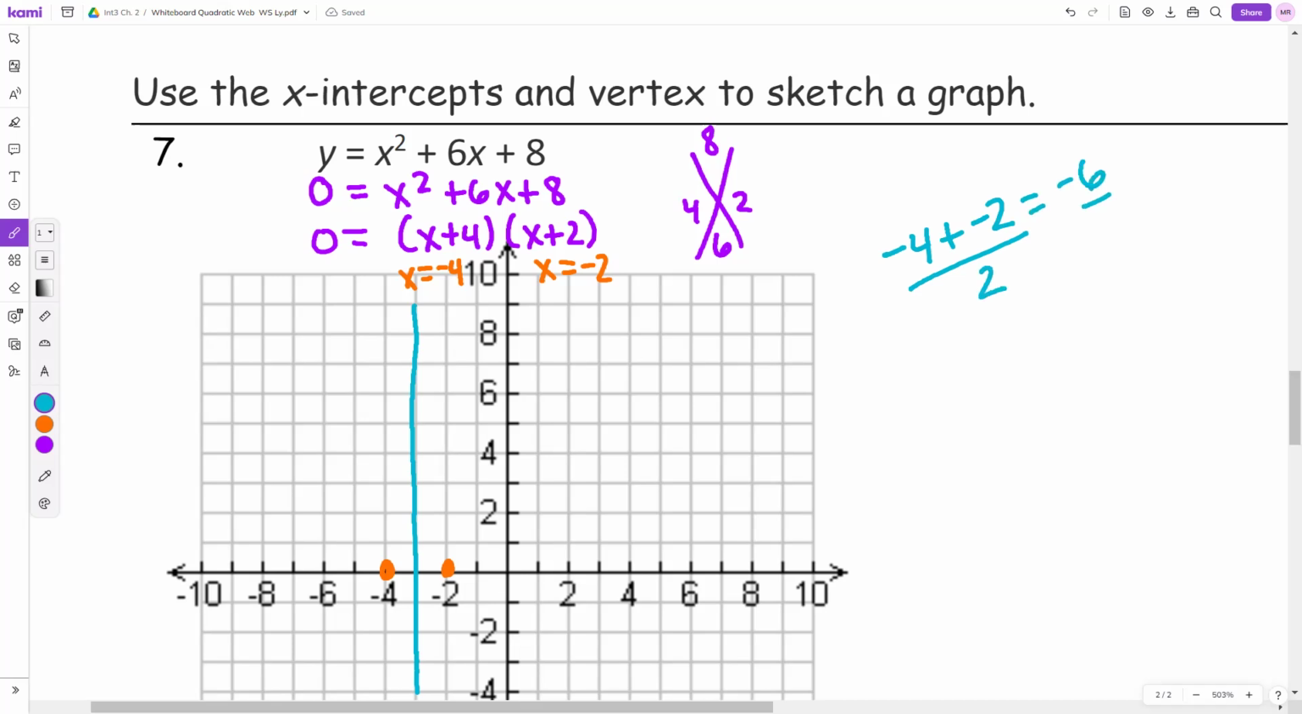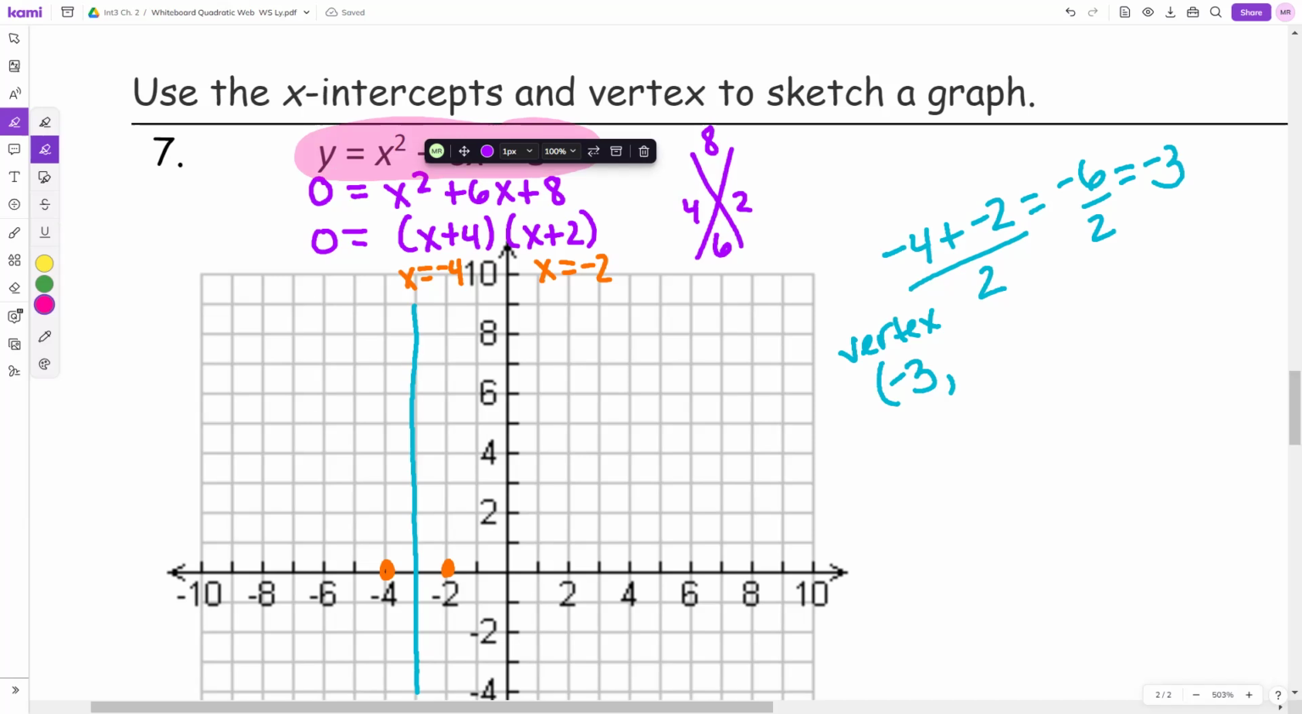I'm going to get -6/2, which is -3. So I know my vertex is going to be on this line of x equals -3. So I know the x-coordinate of my vertex is going to be -3. I need to find my y-coordinate. So I'm going to go to the equation that they gave us, this equation right here.